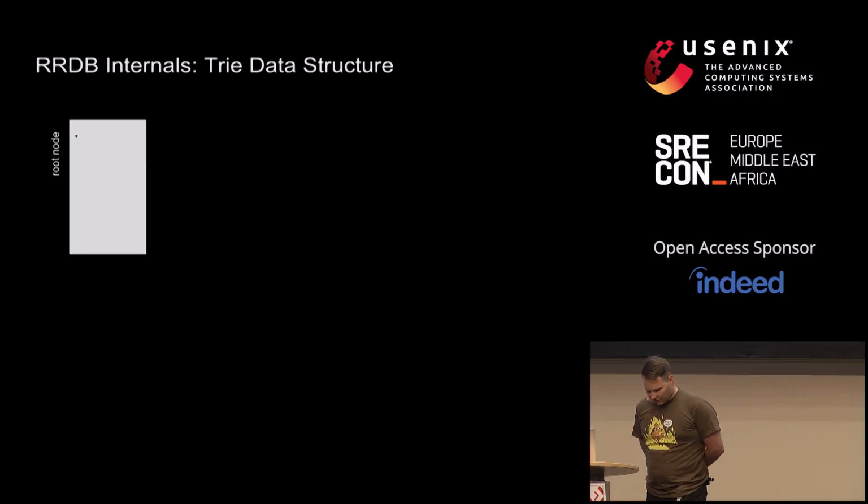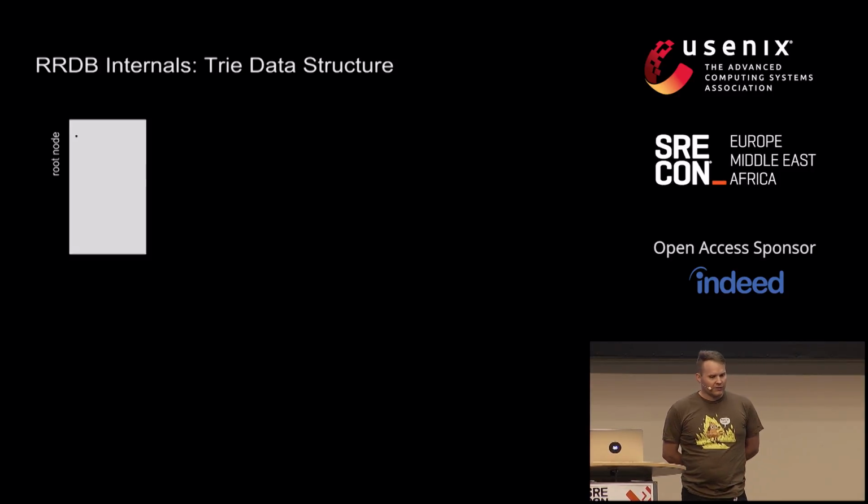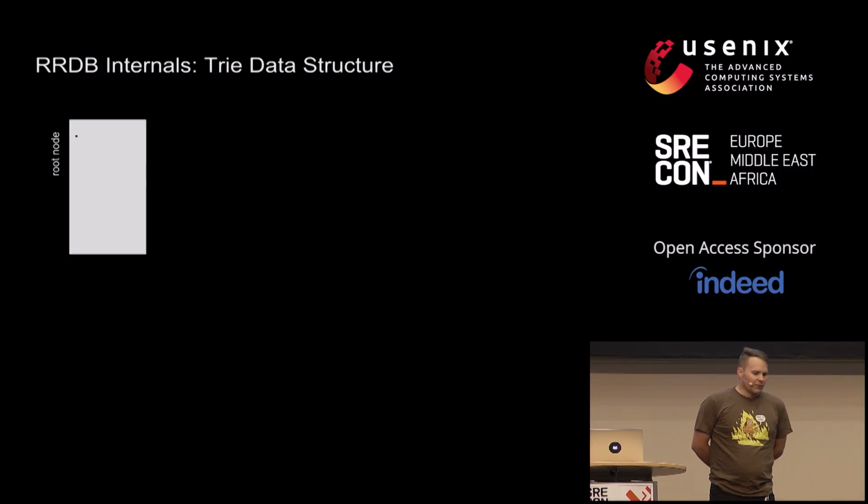RRDB leverages the fact that our DNS data nicely fits into memory. As I said, we only have 200 domains, a couple of thousand records. That's not much. That fits nicely into every machine's memory. And it uses a Trie data structure. Trie is one of my favorite data structures. I think it's a beautiful thing.